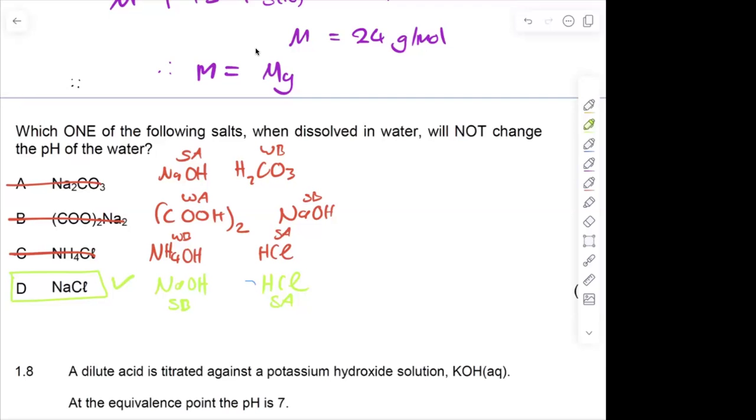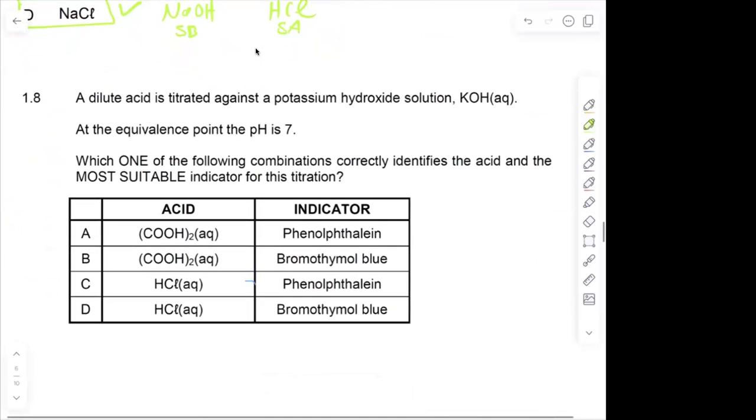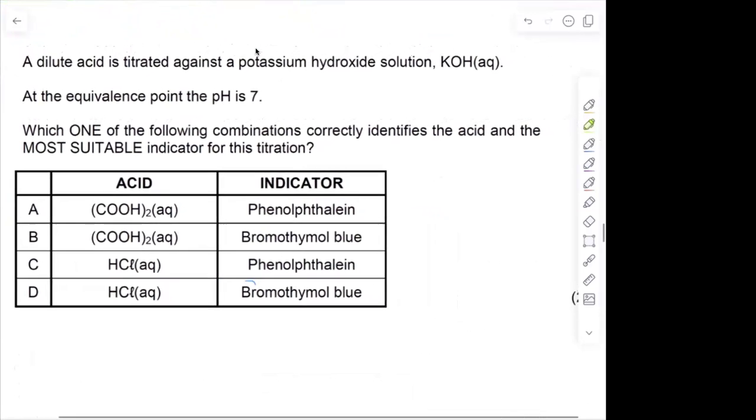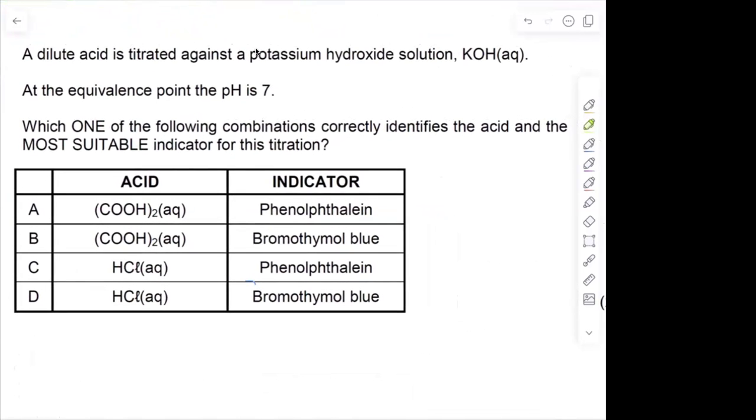Okay, and then let's quickly go look at 1.8, right? So 1.8, it says a dilute acid is titrated against potassium hydroxide solution, KOH. At the equivalence point, the pH is 7. Which one of the following combinations correctly identifies the acid and the most suitable indicator for this titration? That's our final question for the day. I'm going to give you guys 2 minutes, right? Choose A, B, C, or D.